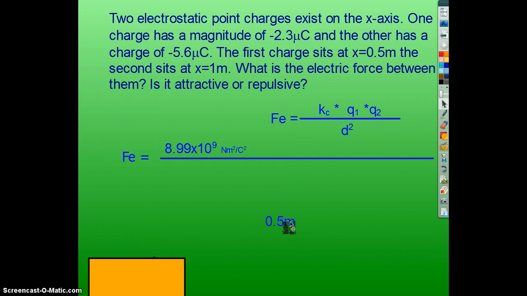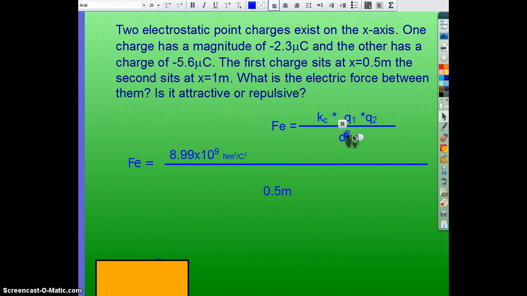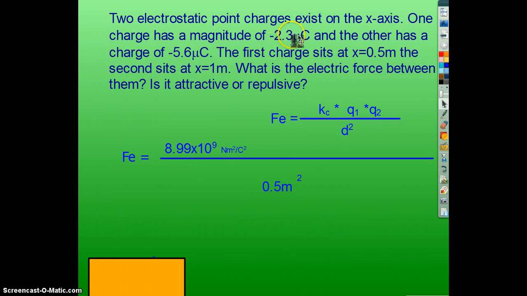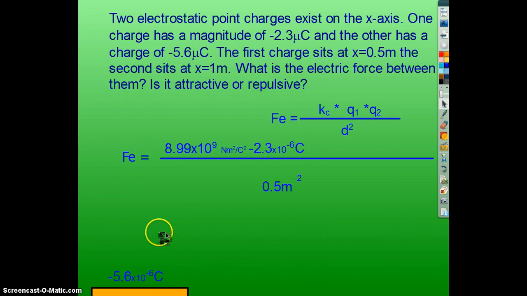Now, hopefully you figured out that the distance between the charges was half a meter. You may have to subtract two x-coordinates or y-coordinates to find a distance. You know, half a meter to 1 meter, that's a distance of half a meter. So we got our distance there. Gotta steal a squared again. Half a meter squared. Then we look at our charges. Negative 2.3 microcoulombs and negative 5.6 microcoulombs. Remember to convert these into a usable number, times 10 to the negative 6th.